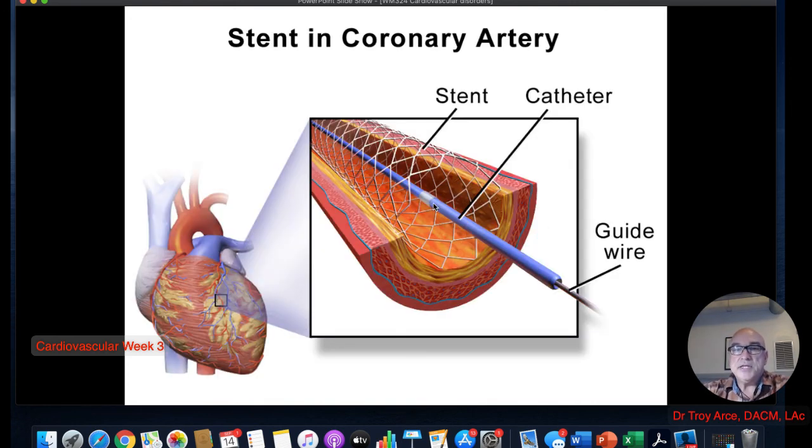So this is what a stent looks like in the coronary artery, and it has a guide wire and a catheter. The guide wire slips through that catheter, and some have this mesh that allows it to burrow through and keep it patent.